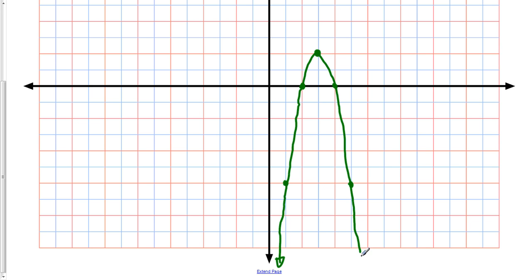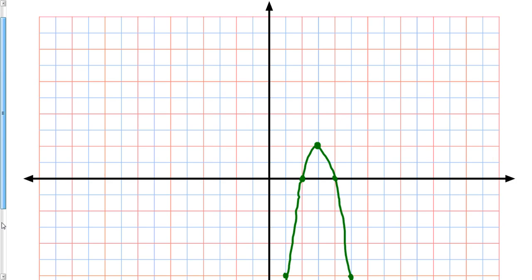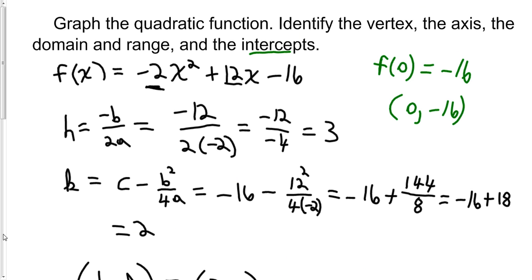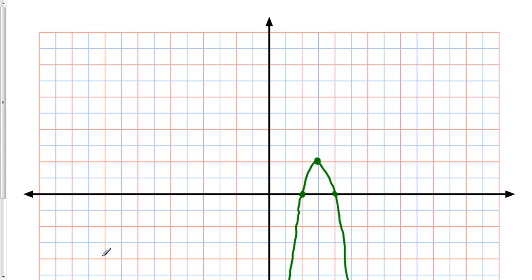Here's a graph of my parabola. This is a graph of the quadratic function. Let's see all the things that we were asked to identify. All right, so we've graphed the quadratic function. There's the graph that we have. It says to identify the vertex. Well, the vertex we found out was the point (3, 2). So let's identify that over here. This is the point (3, 2).